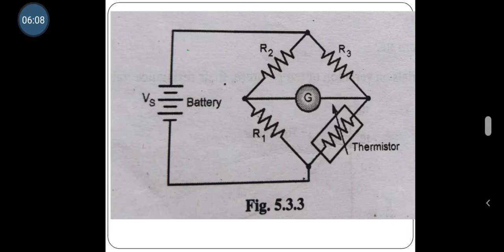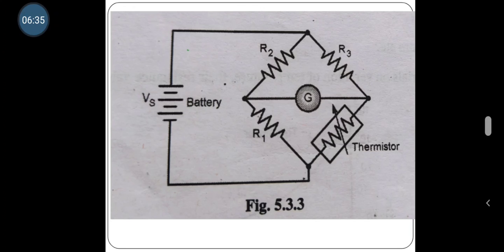Now यहाँ पे आपको डायग्राम दिखाई दे रहा है. For temperature measurement, the thermistor is connected in one arm of the Wheatstone bridge and to the other three arms, the resistances R1, R2, R3 are connected. जैसे कि आपको यहाँ पे दिखाई दे रहा है. Battery मतलब source of voltage and the current measuring galvanometer are connected as shown in this figure.